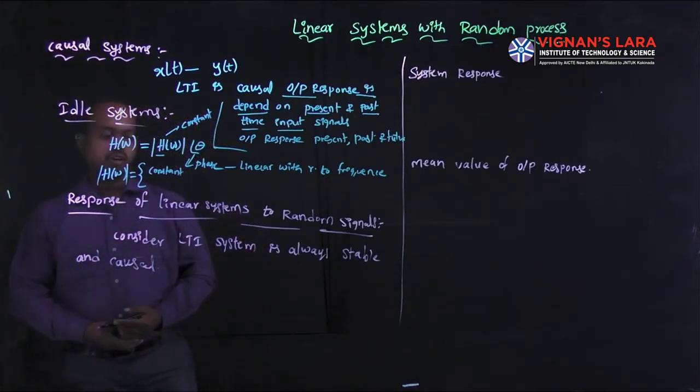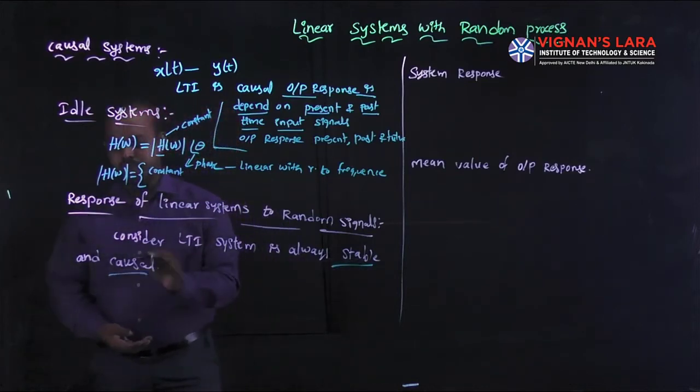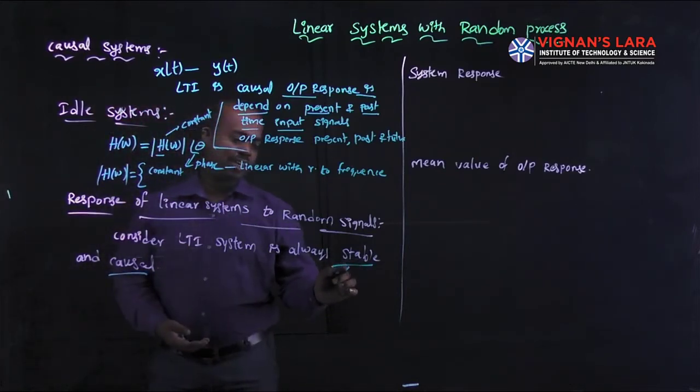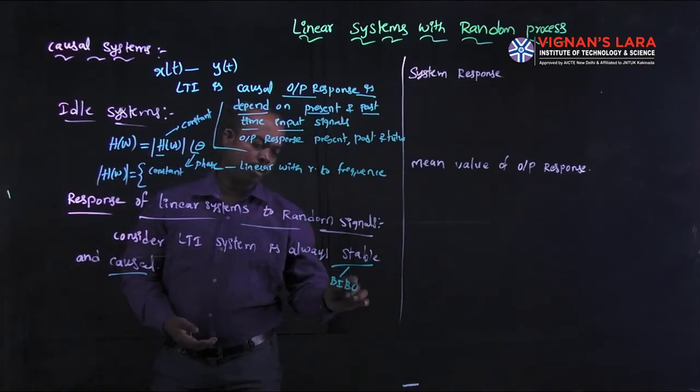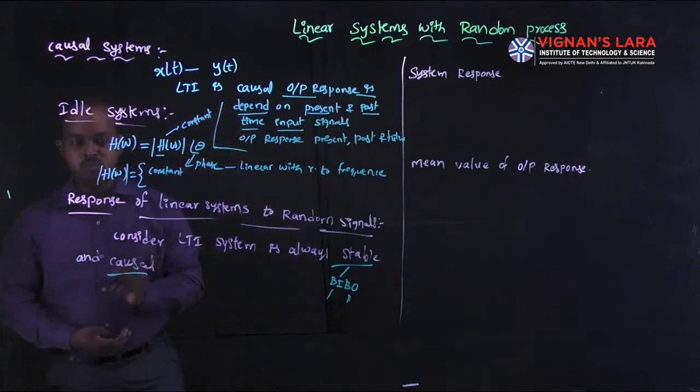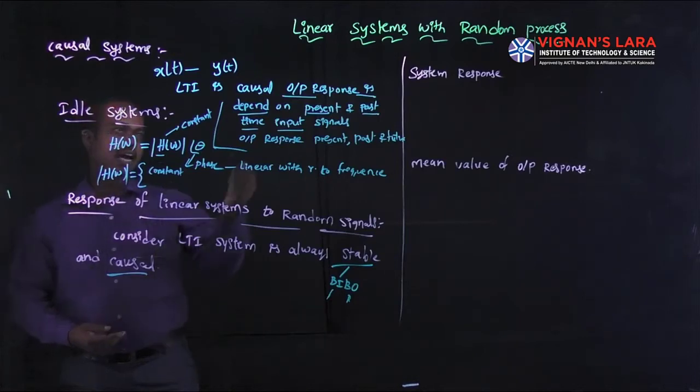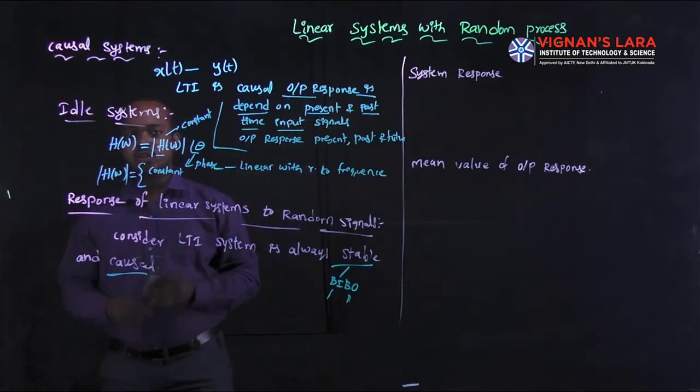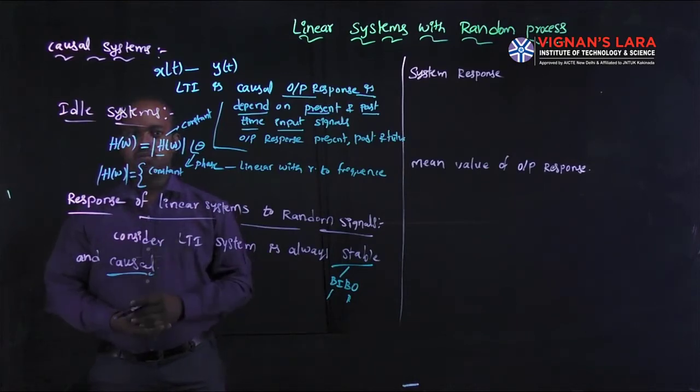Consider the LTI system to be stable and causal. Stable means bounded input, bounded output. If we apply a finite input, a finite response will be obtained. That is called a bounded system, otherwise called a stable system. The causal system we already discussed in our previous session. In a causal system, the output response depends on present and past time input signals.